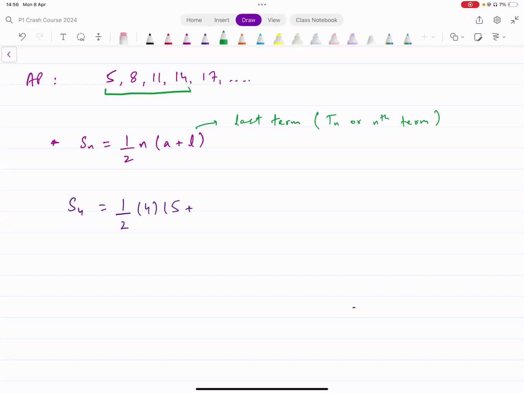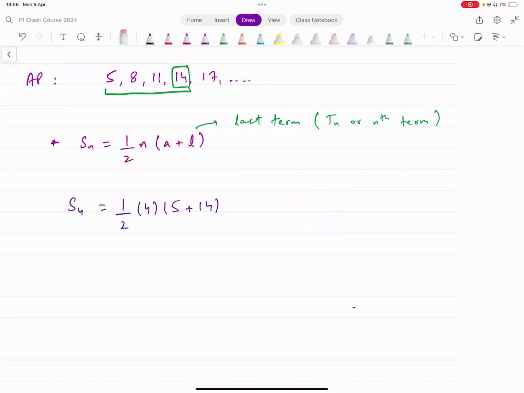In these four terms, what's the last term? In these four terms, the last term is 14. So instead of L here, you will be writing 14. So that's why we can actually say L is basically Tn. That means if n is 4, L means it's T4, the fourth term, that's 14. So L is basically the term that is coming in the last position amongst the terms that you have to add together. That's the specific meaning of this last term.